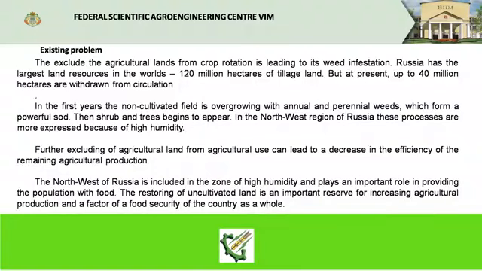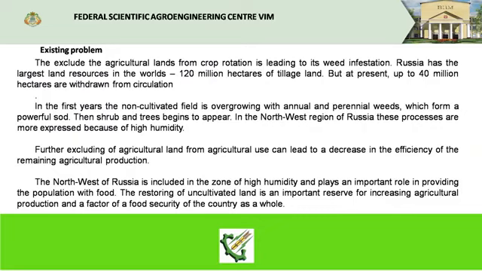Existing problem: excluding agricultural lands from crop rotation is leading to their weed infestation. Russia has the largest land resources in the world, 120 million hectares of tillage land. But at present, up to 40 million hectares are withdrawn from calculation.